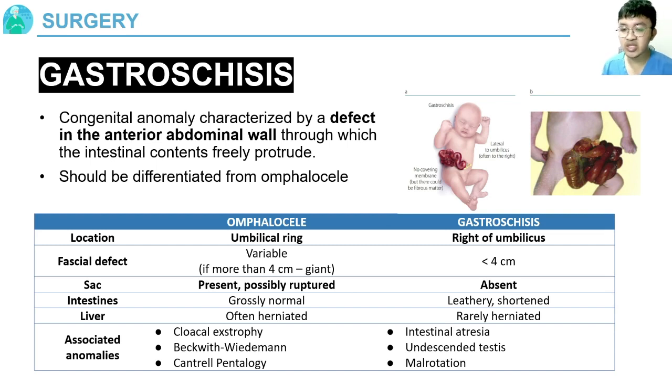And associated anomalies for omphalocele: you have cloacal exstrophy, Beckwith-Wiedemann, which is hemihypertrophy, and Cantrell's pentalogy also. For gastroschisis, it's intestinal atresia, undescended testes, and malrotation.